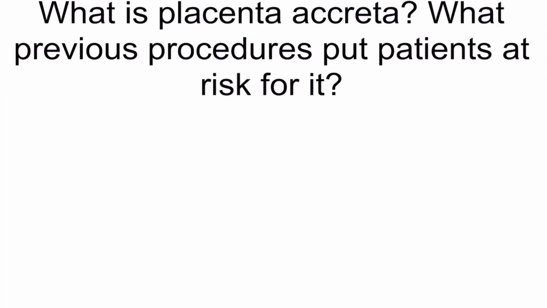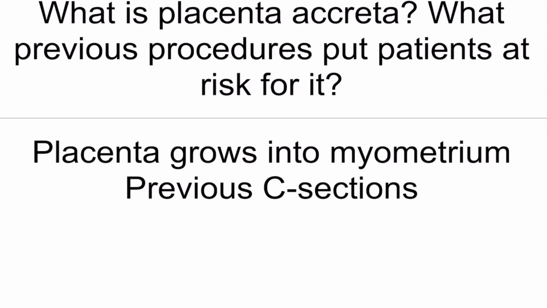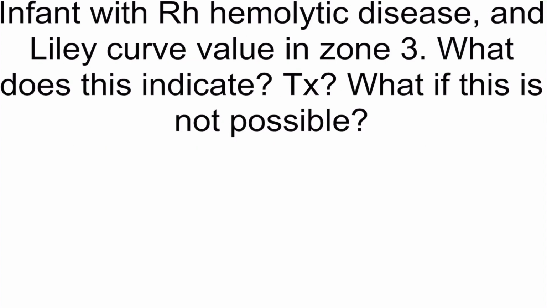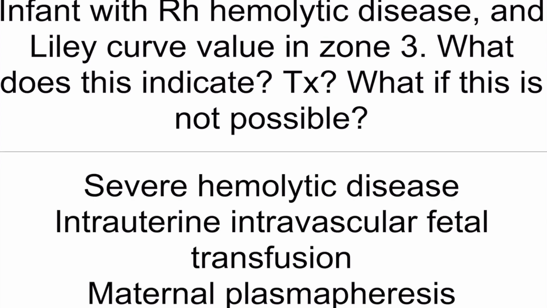What is placenta accreta, and what previous procedures put patients at risk for it? Placenta grows into myometrium. Previous C-sections put patients at risk for it. Infant with Rh hemolytic disease and Liley curve value in zone 3. What does this indicate, and how do you treat this, and what if this is not possible? It is severe hemolytic disease and indicates intrauterine intravascular fetal transfusion. And if it's not possible, then you do maternal plasmapheresis.